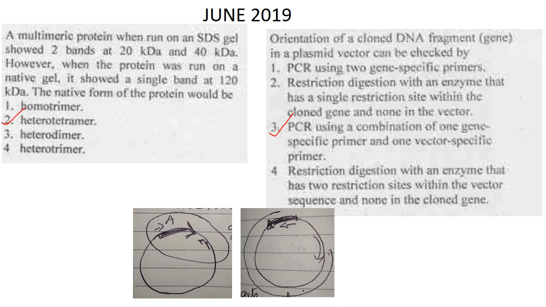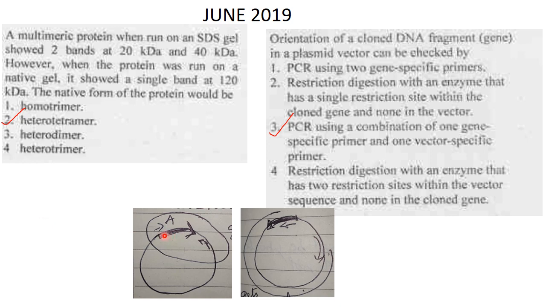Then next one. Orientation of a cloned DNA fragment in a plasmid vector can be checked by. So it can be checked by PCR using a combination of one gene specific primer and one vector specific primer. So this is the diagram for that.